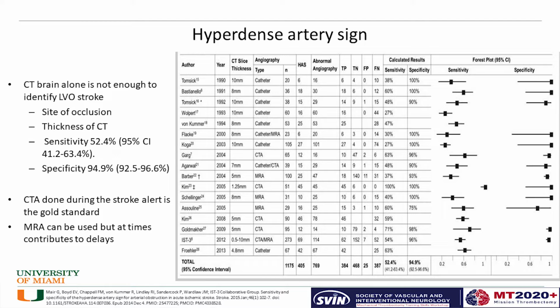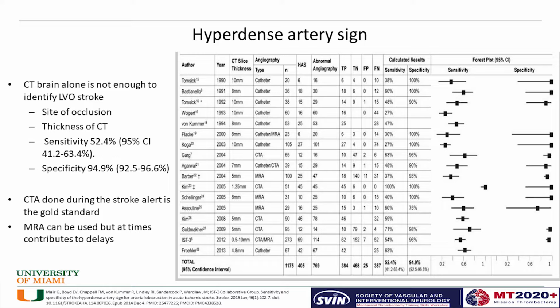The more distal the occlusion, the further it is down the MCA tree, the less likely you are to see a hyperdense vessel sign. And similarly, the thickness of the CT scan. If your CT is not very thin, 5 millimeters or above, you can see some of these older studies had 10 millimeter cut sections, then you are less likely to see the hyperdense vessel sign. So the sensitivity is about 52% with a specificity of about 94.9, 95%.